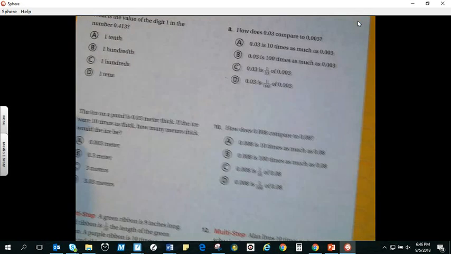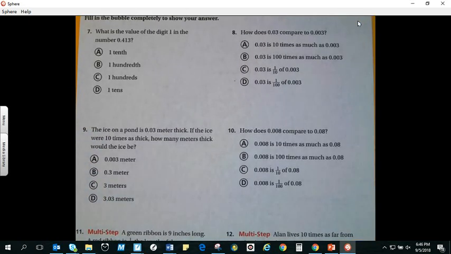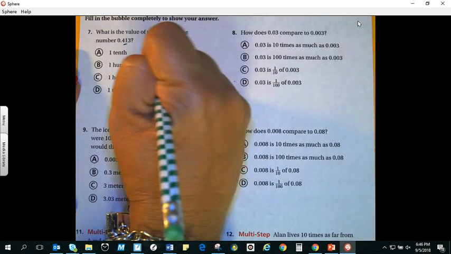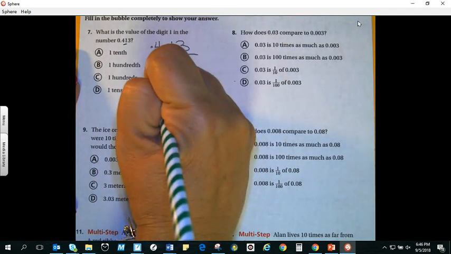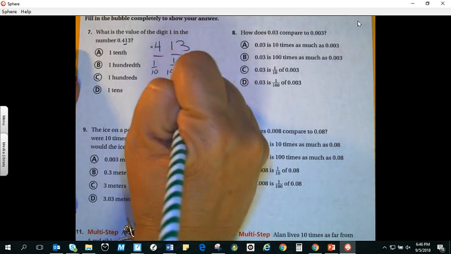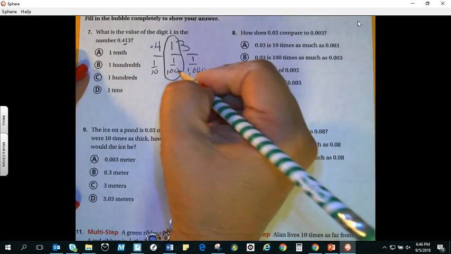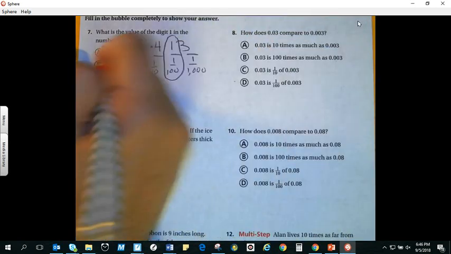All right, number 7. What is the value of the digit 1 in this number 413,000? So we're looking at this digit here. Again, those of you that are still struggling, just simply write your numbers here. I know that this is the tenths, so I'm going to do it like this. This is the hundredths, and this is the thousandths. And we're looking at this one right here. So my 1 is in the hundredths place value.